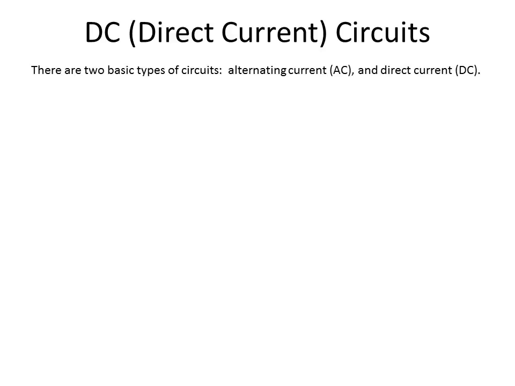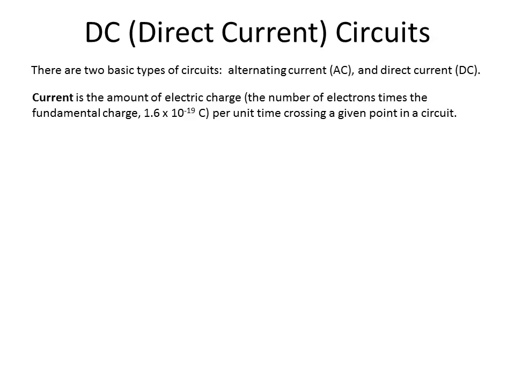In this video, we're going to introduce the concept of circuits and expand our knowledge on electric fields. The first thing we need to look at is that there are two different types of circuits, the alternating current and the direct current. Now the basic difference comes about because of this thing called current. And current is the amount of charge that flows across a given point in a given unit of time.